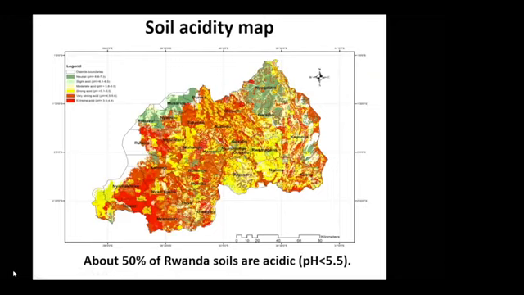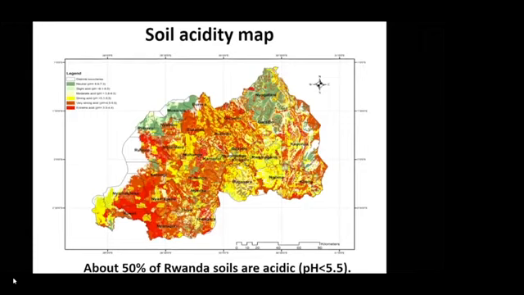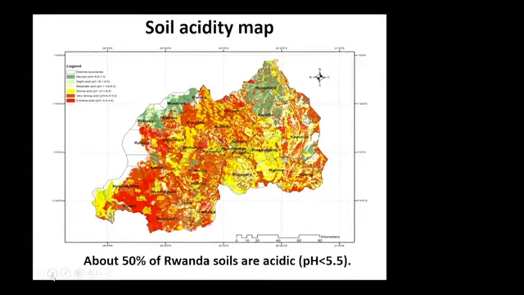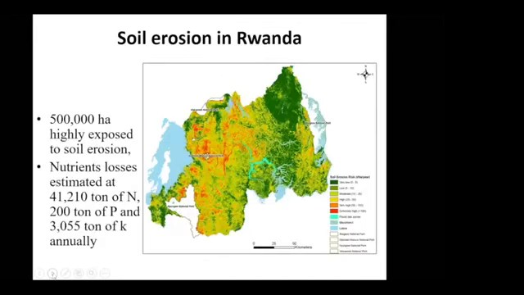These are areas with red and yellow colors. So it varies between strong to extreme acidic levels. So you can see the magnitude of the problem that actually contributes to bringing down the yield. In this slide, we are showing the situation of soil erosion in Rwanda.